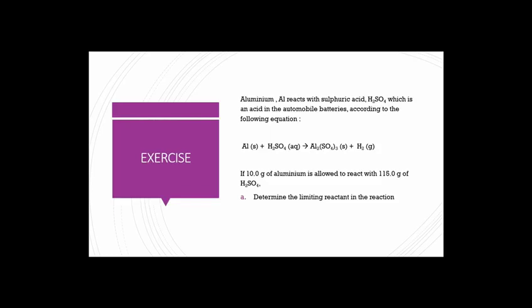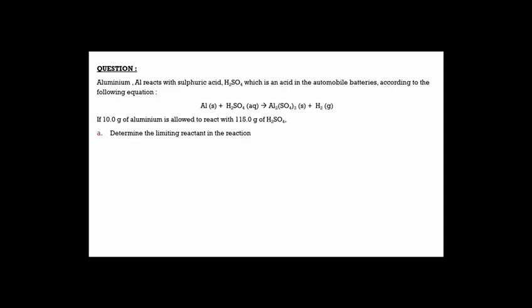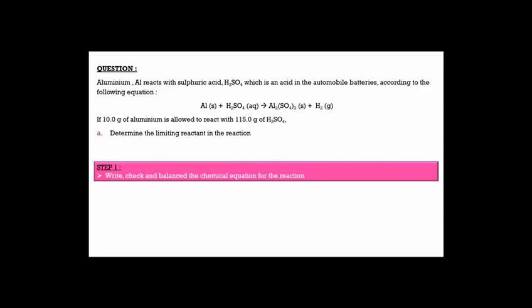So how are we going to figure out what is the limiting reactant? In order to determine the limiting reactant in a reaction, you need to undergo several steps. The very first step is you need to write down, check and balance a chemical equation. Sometimes in the question, they will only give you a problem statement, and from the problem statement given, you need to come up with the chemical equation.